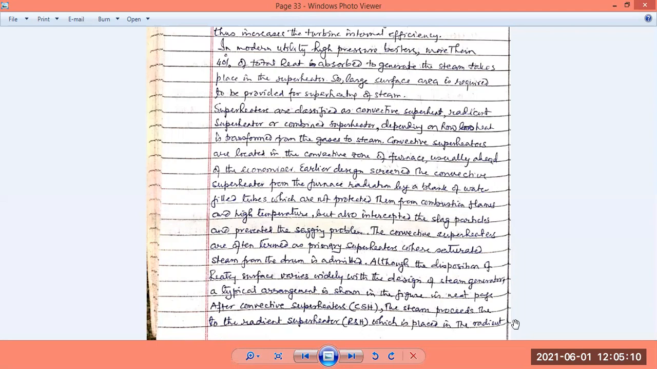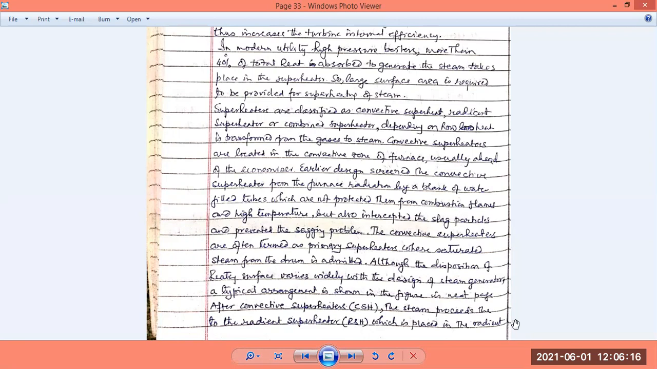What happens here? The convective superheaters are located in the convective area of the furnace, usually ahead of the superheater. They screen the convective superheaters from the furnace radiation by a bank of water-filled tubes which do not participate in the convection itself. The flames are at high temperature, but the tubes also intercept the slag particles and prevent the slagging problem. These convective superheaters are often termed primary superheaters, where the saturated steam from the drum is admitted. The disposition of heating surface varies widely with the design of the steam generator; a typical arrangement is shown in the figure on the next page.